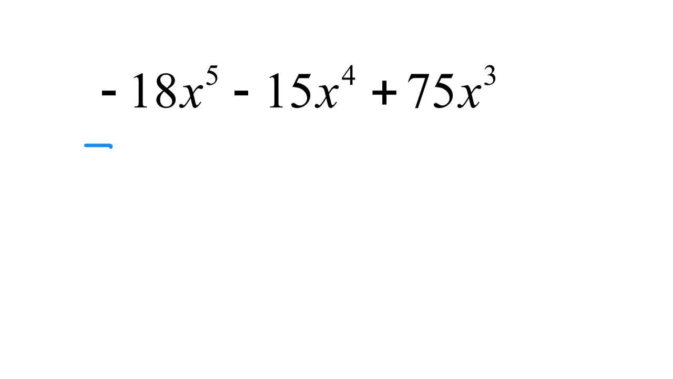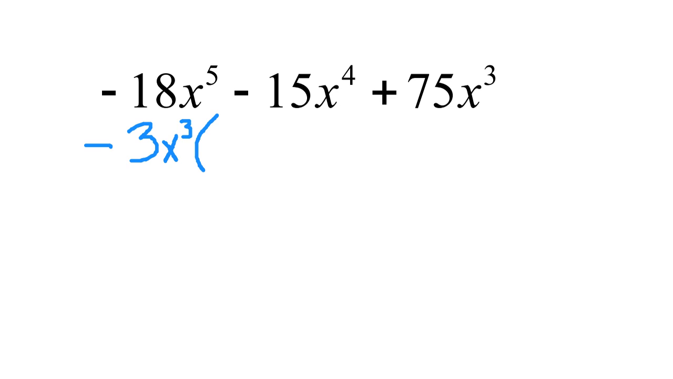What number is the largest number that divides into 18, 15, and 75? That number is 3. In addition to that, all three terms have the variable x. So we're going to take the variable with the least exponent, which is x cubed. Once we find that GCF, we're going to go ahead and divide it out of all three terms.